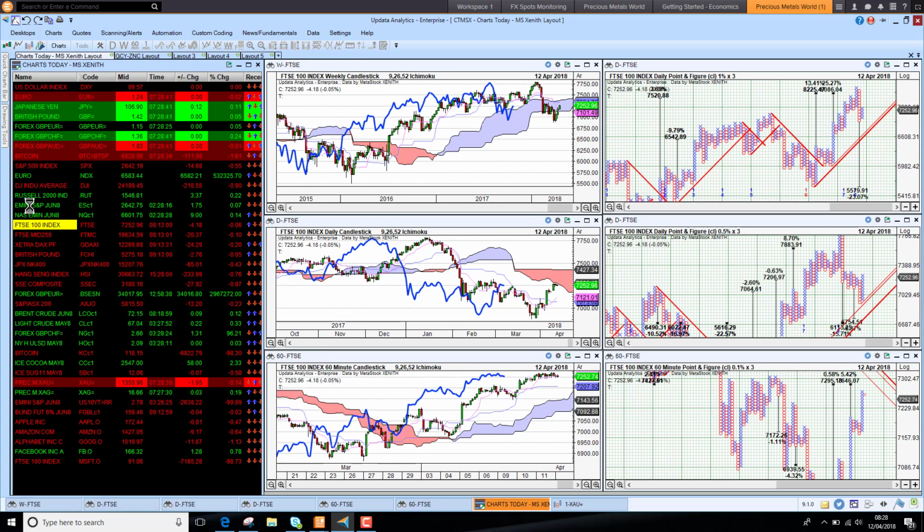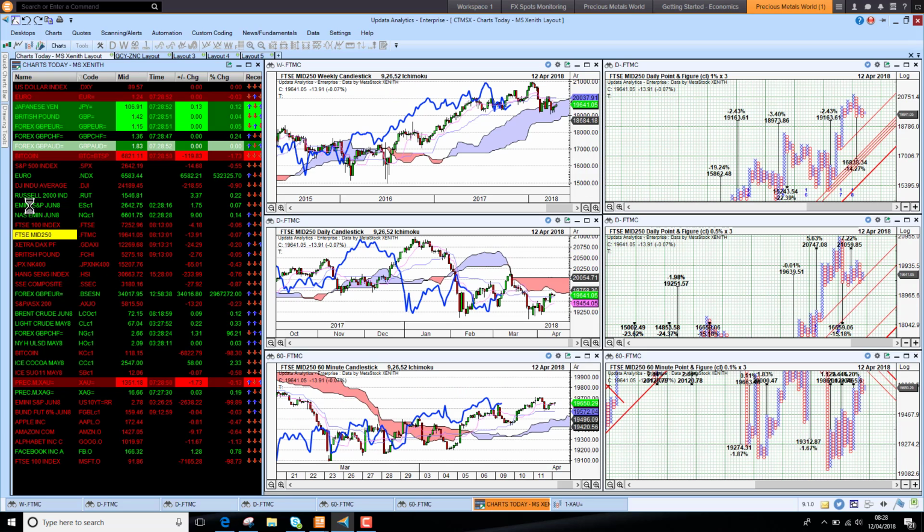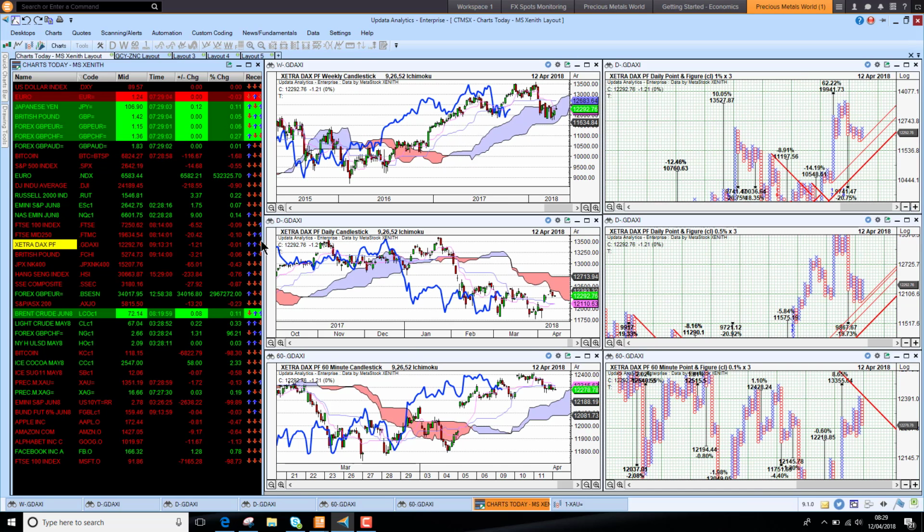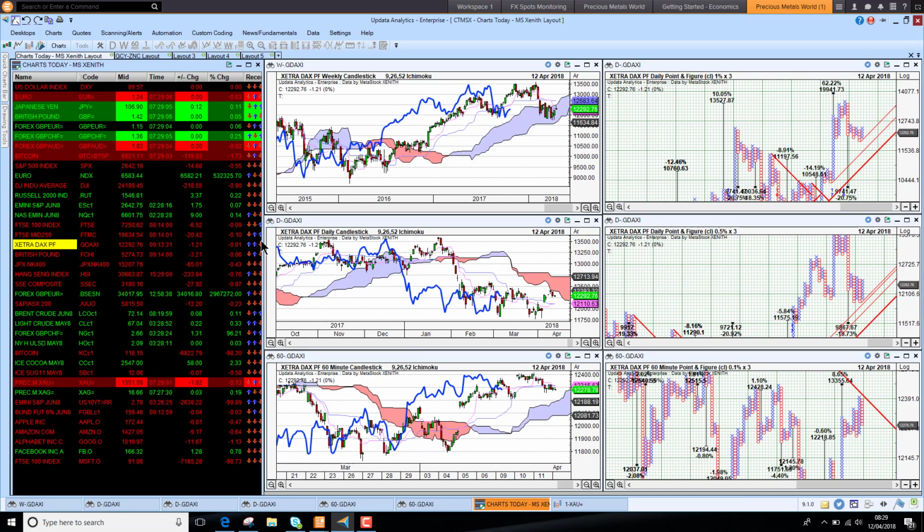FTSE 100 is still just holding that 7,200 level, bullish in the short term, but medium term bearish. So it's just hanging there. But we do have upside targets there, and on the mid 250, much the same thing. And again, upside targets in the short term chart. So looking reasonable at the moment. The DAX also looking stronger. We've got an upside target of 8.6%, but we do have resistance here on that point and figure chart. So it's interesting just to see that as well.